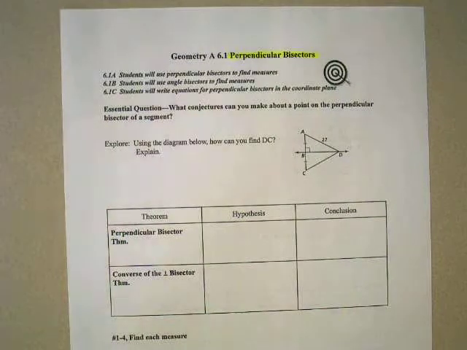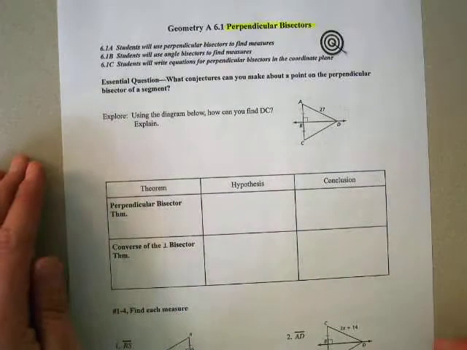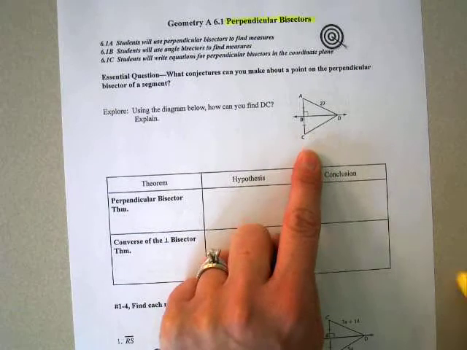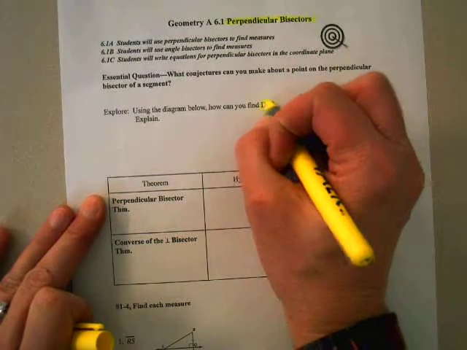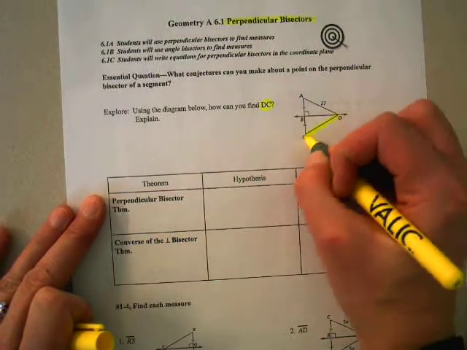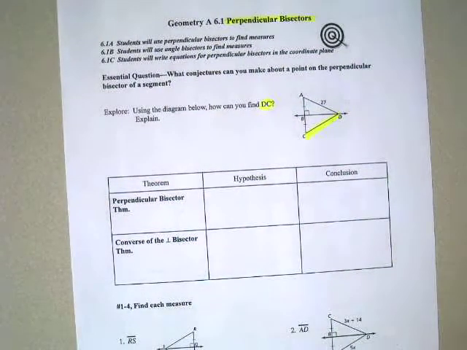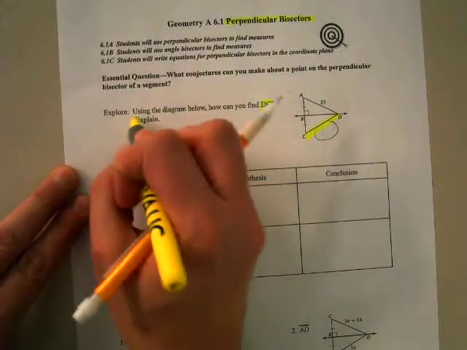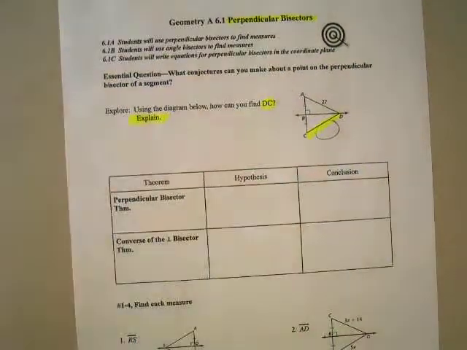So this first one where it says explore, I want you to take a look at this triangle, or this drawing, and they're asking you to find DC, which is right here. And I bet you can probably guess because there's only one number in the picture. So it's not too hard to probably know what the answer might be. But I want to see if you can tell me why it's that answer.